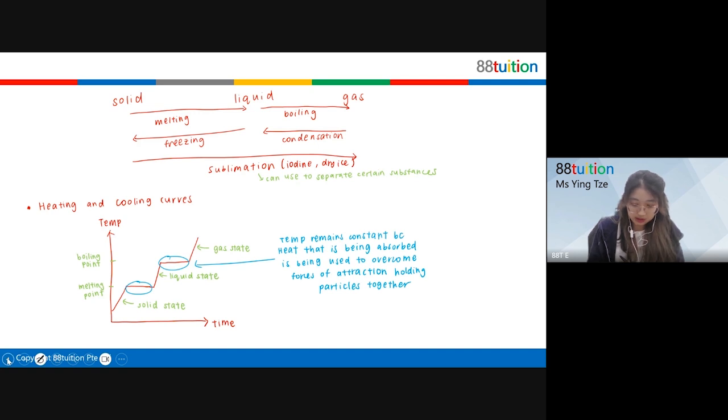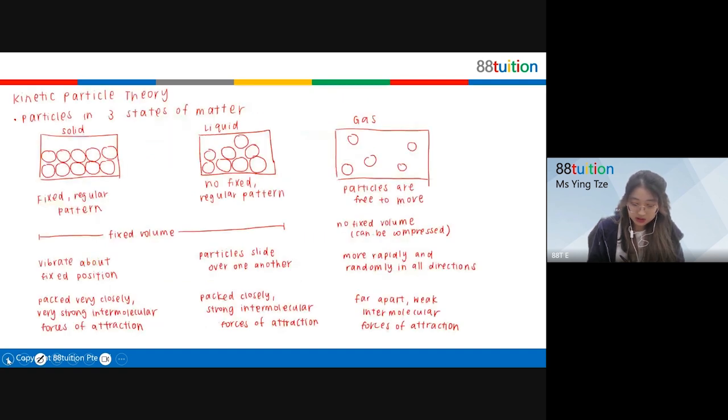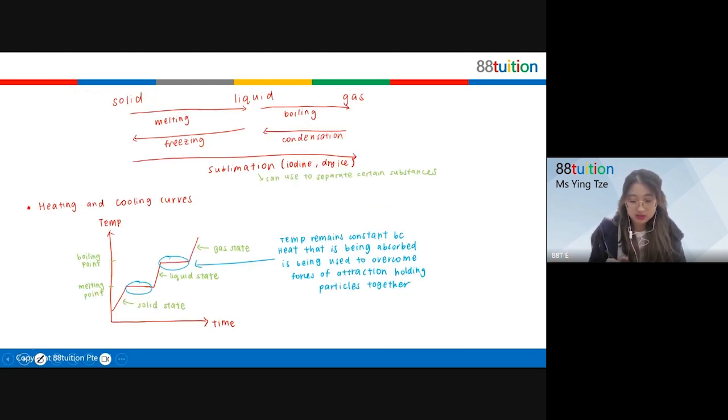So, as you saw earlier, the solid has very strong forces of attraction. So, in order to change state from solid to liquid or liquid to gas, we need to overcome the forces of attraction so that the particles can move further apart. So, the heat is being used to overcome the forces of attraction.